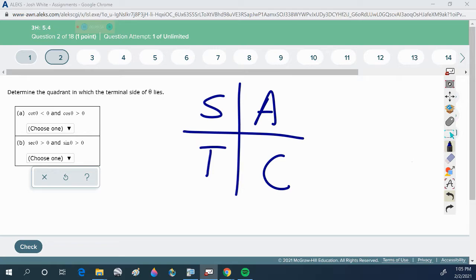In quadrant 1, all of the trig functions are positive. In quadrant 2, the sine is positive. In 3, the tangent is positive. In 4, the cosine is positive. Now, going along with that, of course, the cosecant, the cotangent, and the secant would follow. But that's how we remember it.